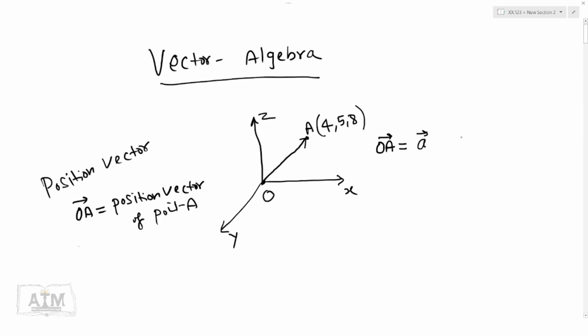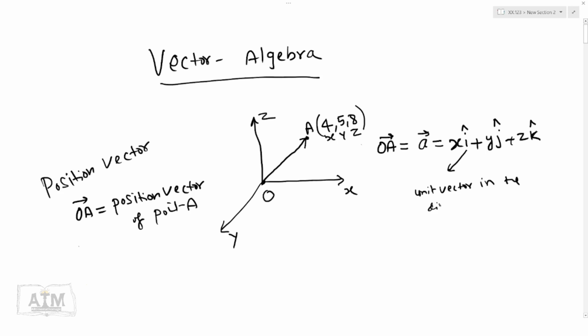It can be denoted by some small letters. So vector a is given by, suppose point A is 4, 5, 8. Instead of 4, 5, 8, let us call x, y, z. X coordinate 4, y coordinate 5 and z coordinate 8. Therefore, the vector a can be written as xi plus yj plus zk. Actually it is i cap: x into i cap, y into j cap and z into k cap. What is i? i is nothing but the unit vector in the direction of the x-axis.